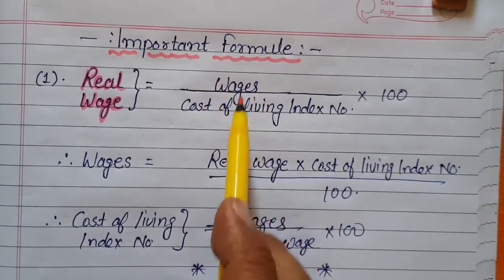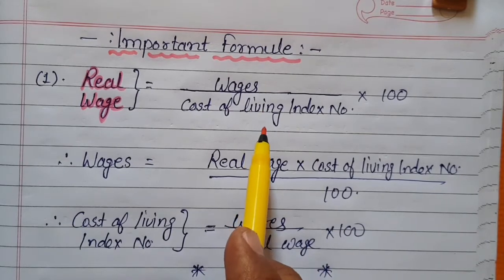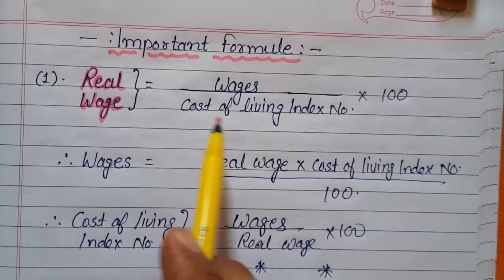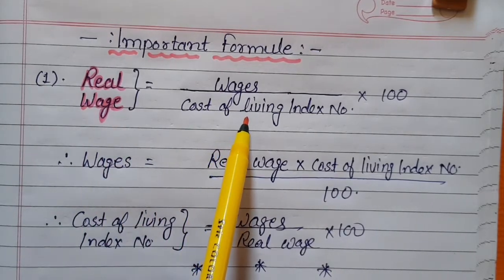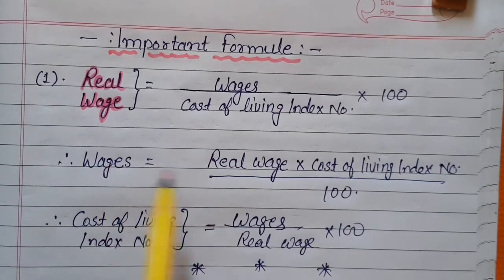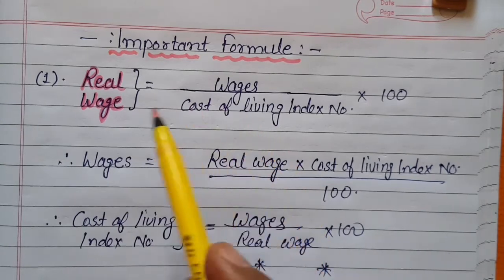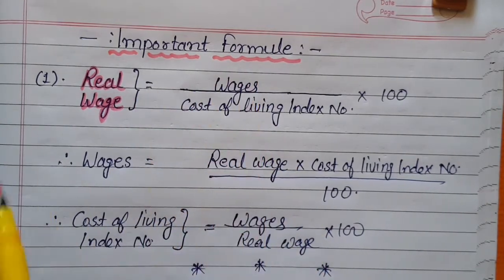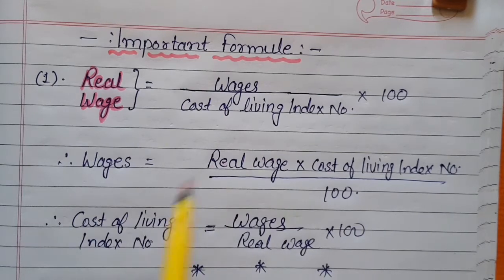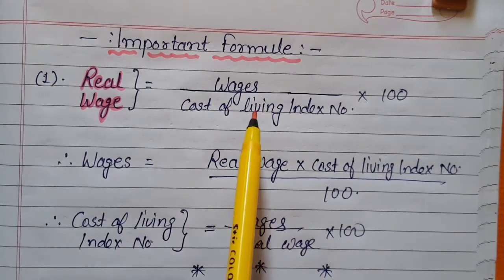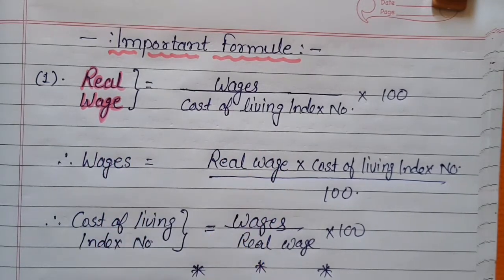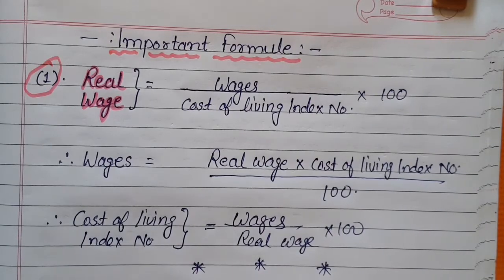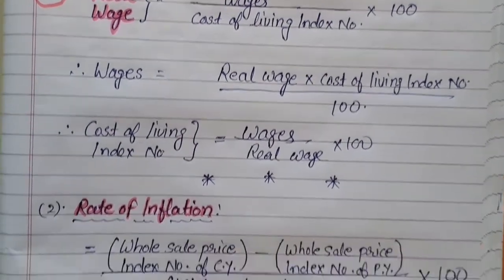Suppose I want wages, then cost of living index number is in the denominator. When it goes to that side, it will be in the relation of multiplication. So real wage multiplied by cost of living index number divided by 100 means wages. Or in another way, if they give you real wage and wages and ask cost of living index number, then also you can find it: cost of living index number will go that side and real wage will come in the denominator, means wages upon real wage multiplied by 100. So keep this in mind and note it down.